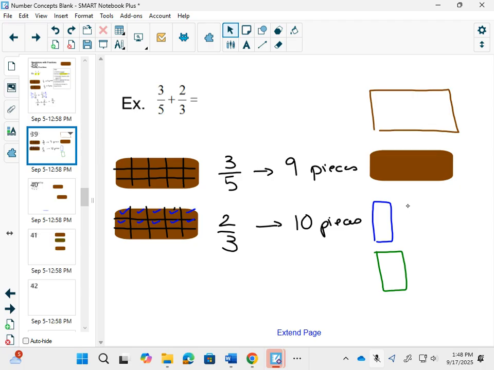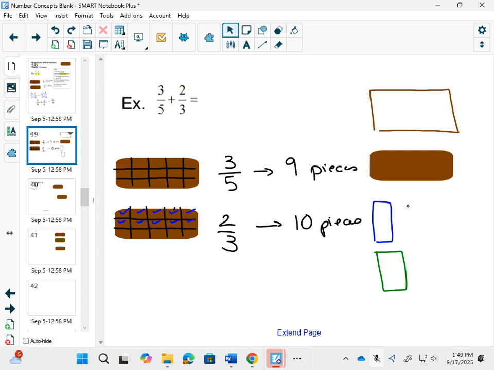So if I had 3/5 plus 2/3, and 3/5 was 9 pieces, and 2/3 was 10 pieces, how many pieces do you have left in total? This is not hard. This is the easy part. You have 9 pieces from one, 10 pieces from the other. How many pieces in total? 19 pieces. Okay? Now, how does this show up in the math?